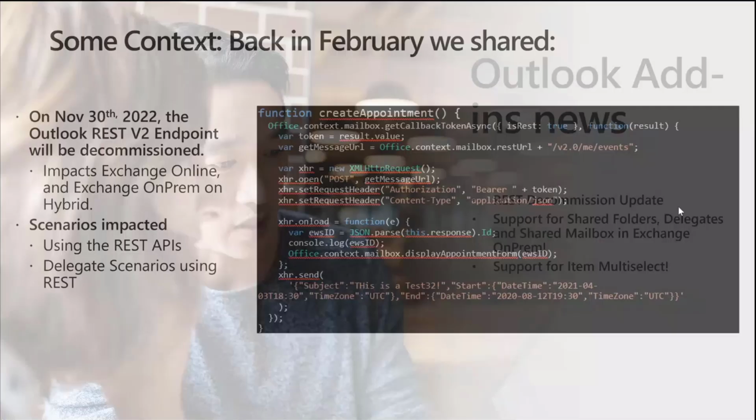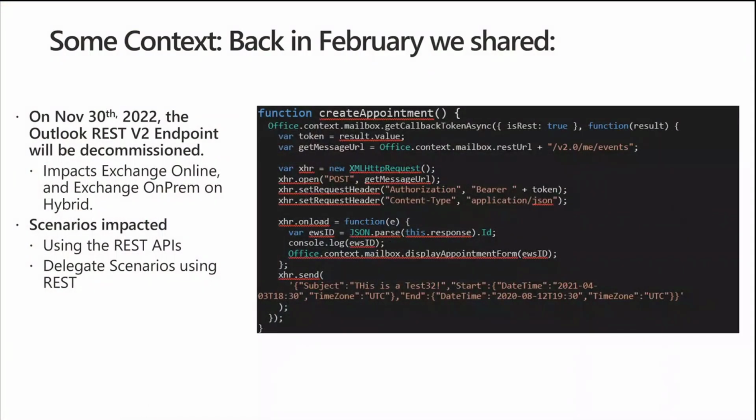So let's get started. I want to talk first about the REST decommission, where we are. As you know, just to set up some context, hopefully, if you're an Outlook add-in developer, back in February and even earlier, we've been sharing that the Outlook REST v2 endpoint is going to get decommissioned on November 30th this year.